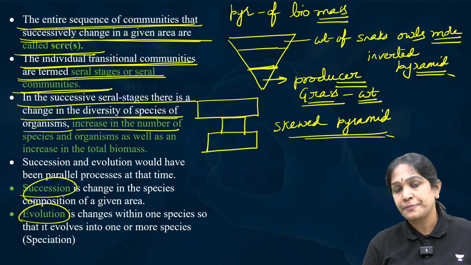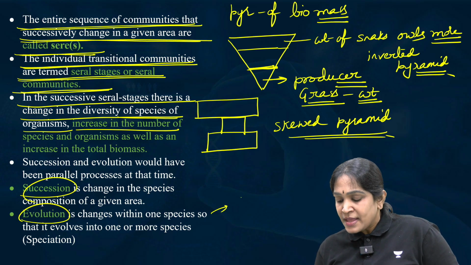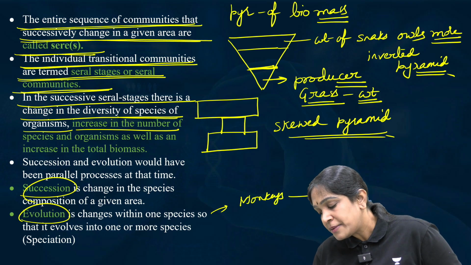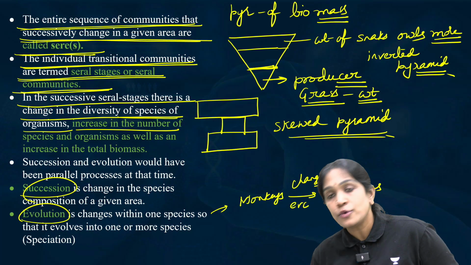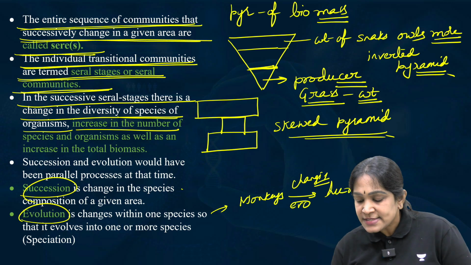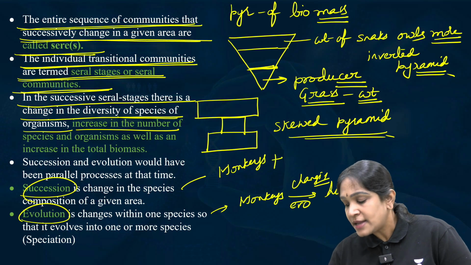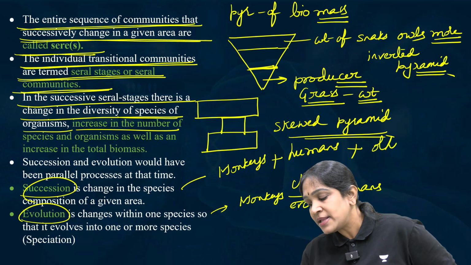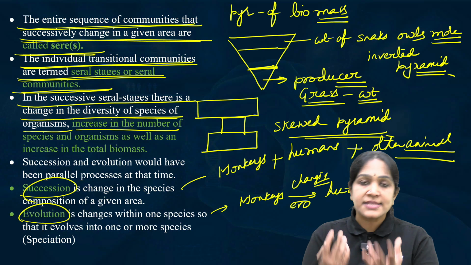Succession and evolution. For example, evolution is, okay, if the monkeys evolve into human beings, I mean monkeys are changing into human beings, that is called evolution. But what is succession? Monkeys are already living, now human beings also will come there and other animals also will come there, that is called as succession.